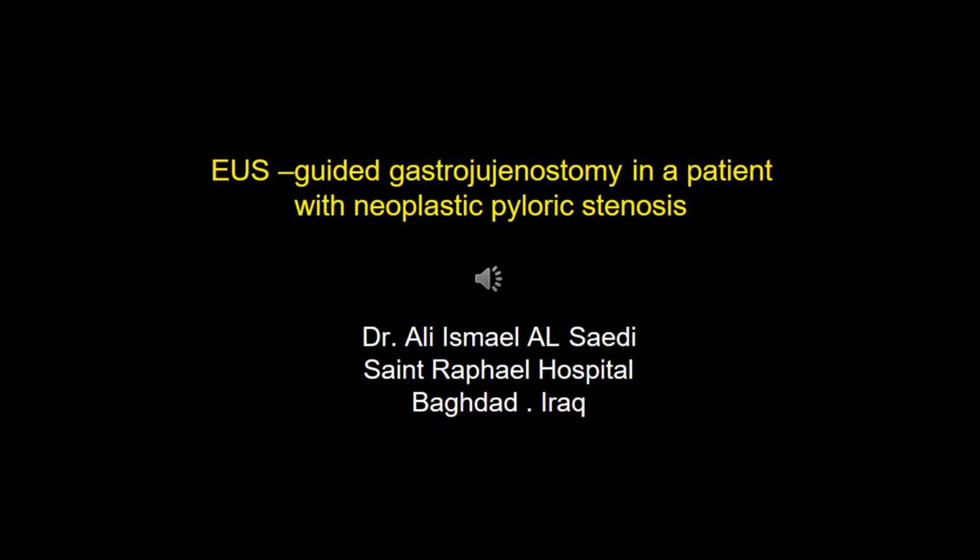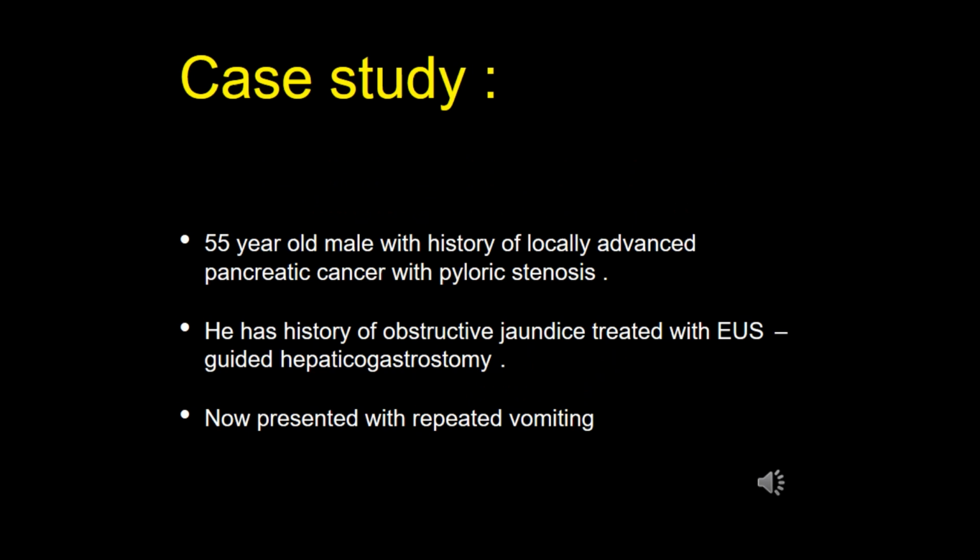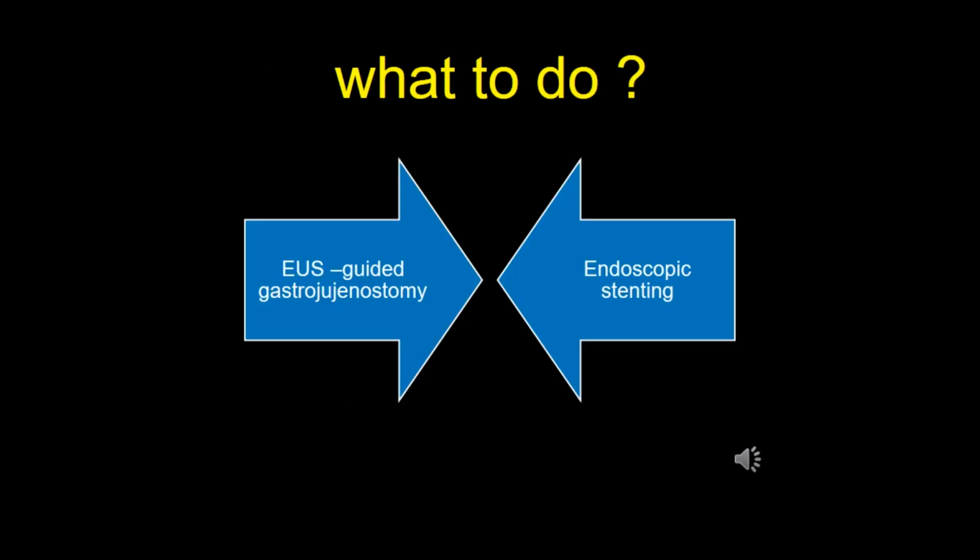Endoscopic ultrasound-guided gastroenterostomy in a patient with neoplastic pyloric stenosis. Case study: 55-year-old male with history of locally advanced pancreatic cancer with pyloric stenosis. He has history of obstructive jaundice treated with endoscopic ultrasound-guided hepaticogastrostomy. Now presented with repeated vomiting. What to do? EUS-guided gastroenterostomy or endoscopic stenting?